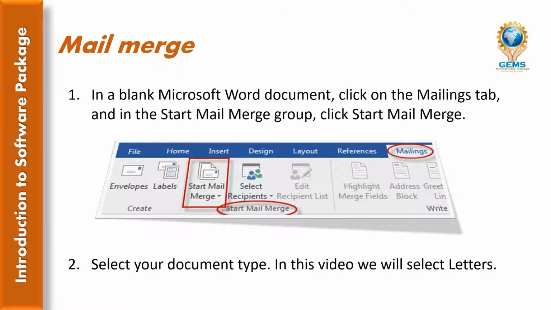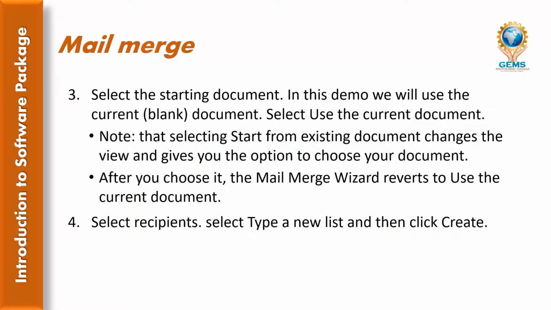First, in a blank Microsoft document, click on the Mailings tab, and in the Start Mail Merge group click Mail Merge. Then you have to select your document type, for example you can select letter. In this video we are going to select letters. Then after selecting, you can start the document and use the current or blank document.